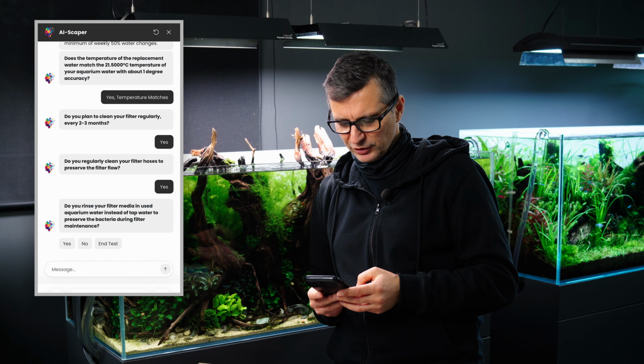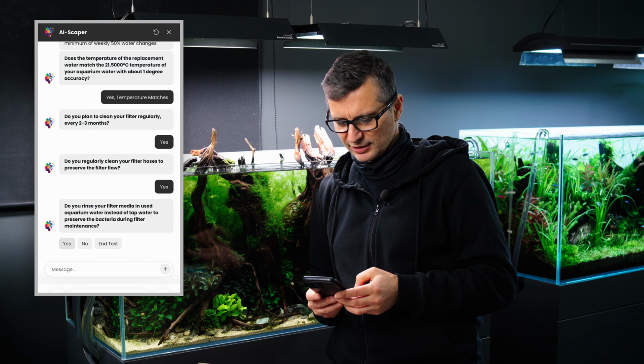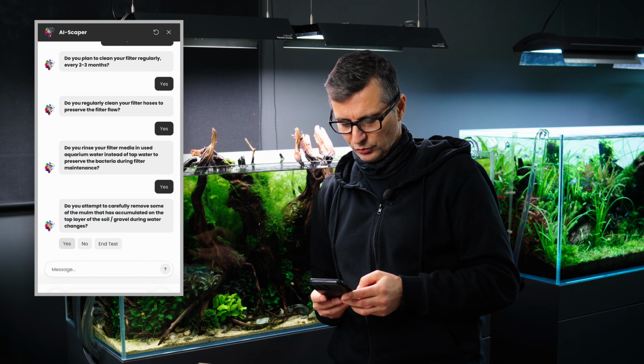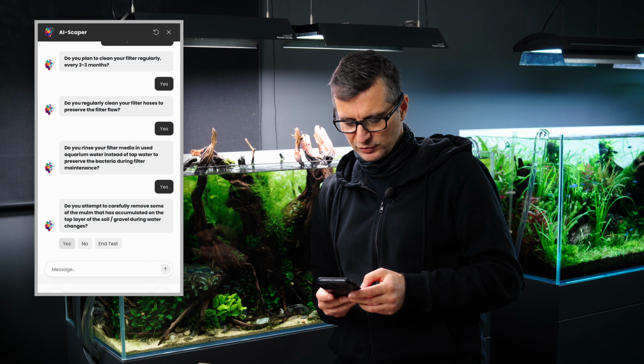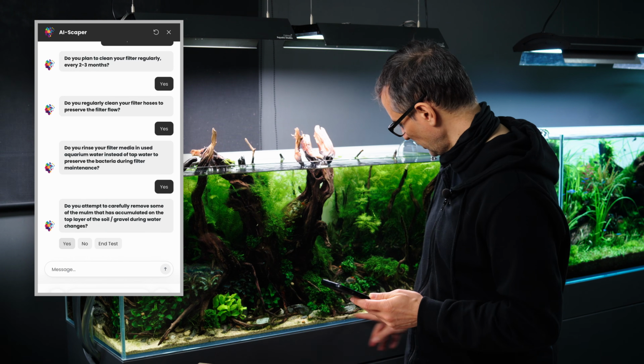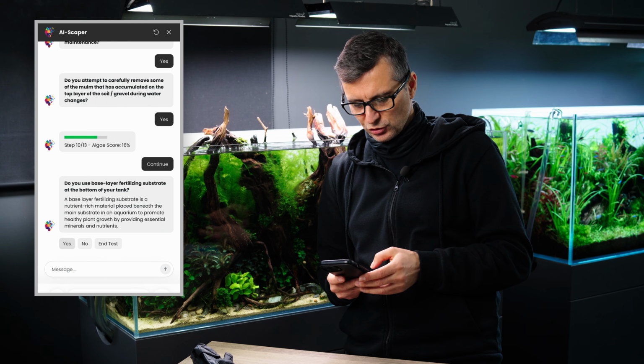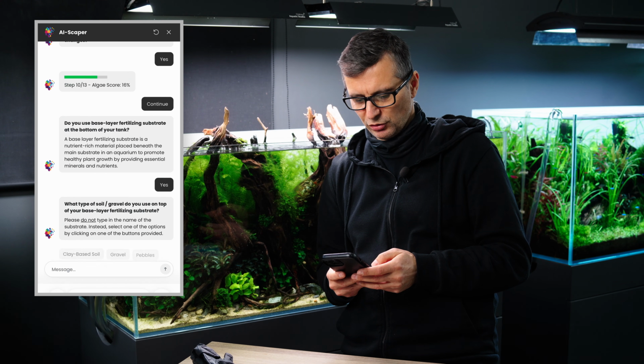And do you rinse the filter media in used aquarium water instead of tap water to preserve bacteria? Yes, that's what we do. Do you attempt to carefully remove some of the mulm that has accumulated? I would answer yes. Do you use base layer fertilizing substrate in your tank? Yes, I remember using it.